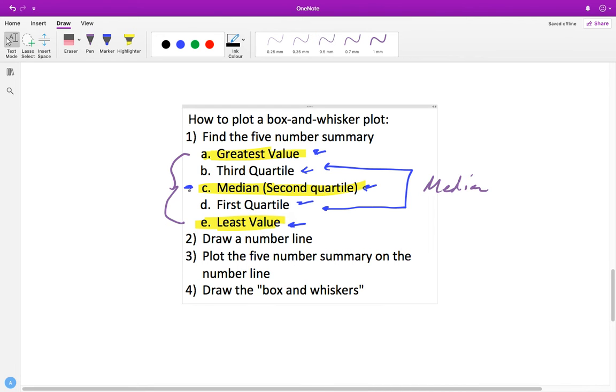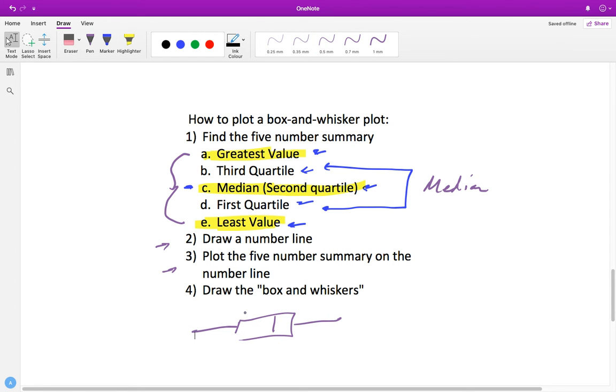So whenever we get started, I always will tell you, write this out on the side as if it's a chart. Then after you find these 5 numbers, you'll draw a number line, you'll plot the 5 numbers on a number line, and then you'll draw that box and whisker based on your data.